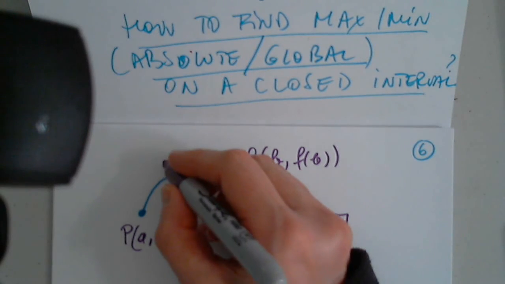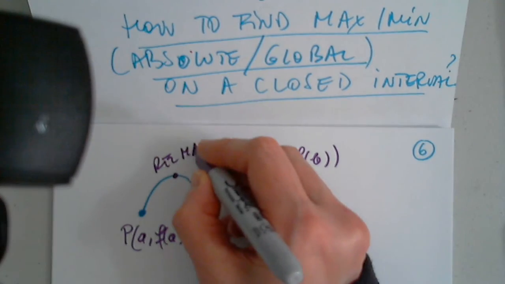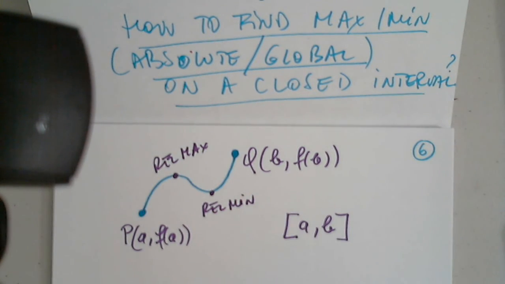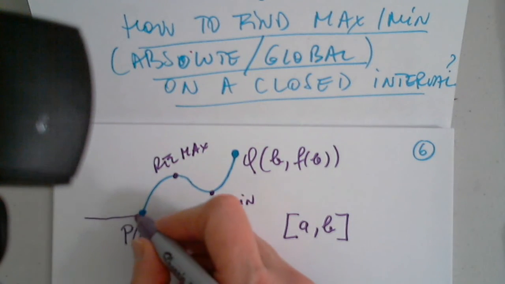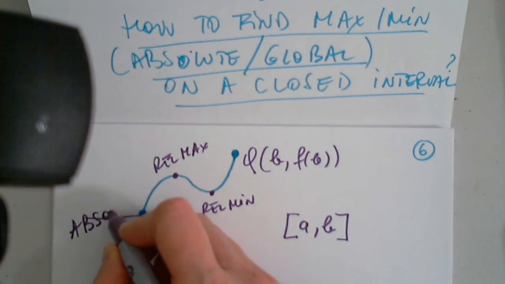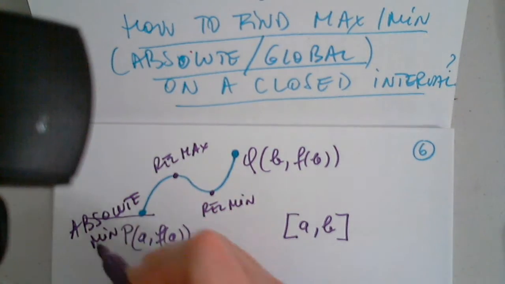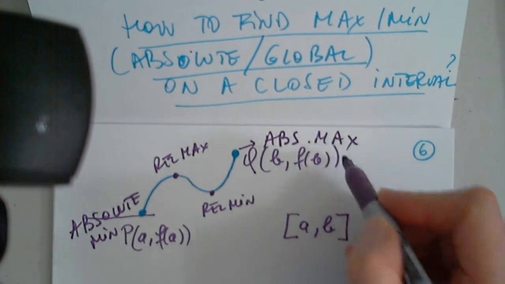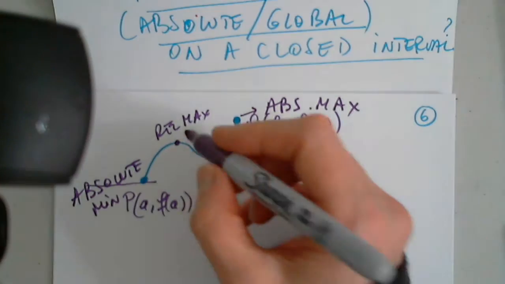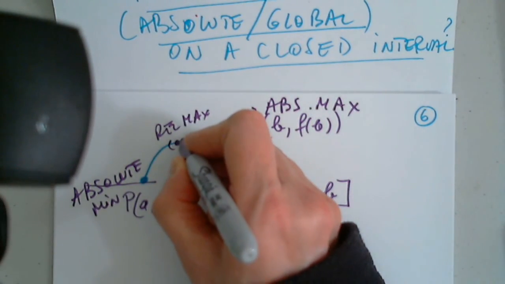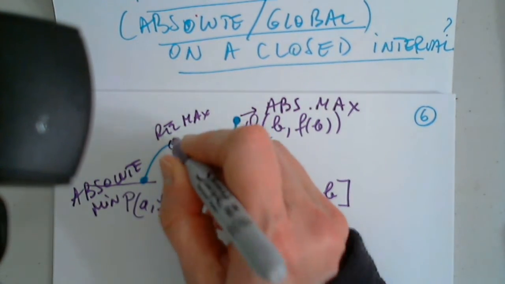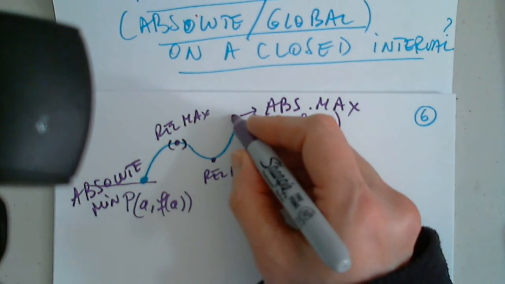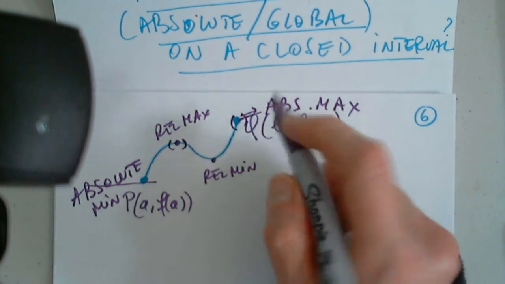It has a local or relative max. It has a relative min. It also has an absolute min. And it also has an absolute max. So the relative max has to show an open interval around that point. This cannot be considered a relative max. I cannot show an open interval. The function does not exist on this side.